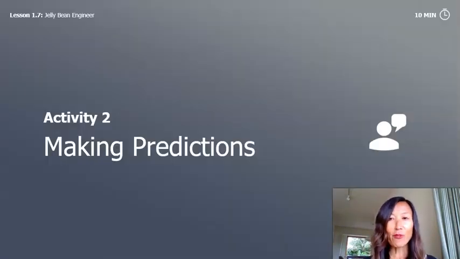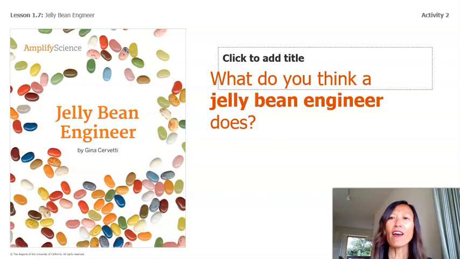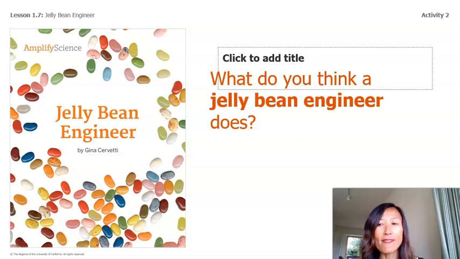Activity 2, making predictions. What do you think a jelly bean engineer does? Well, we've been making predictions with our first book, so let's make predictions about this book. And remember, predictions are not just guesses. They're based on what we already know and the evidence we gather.